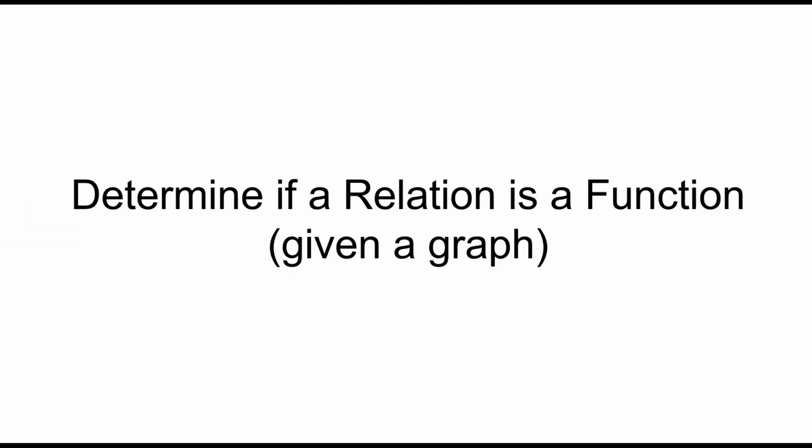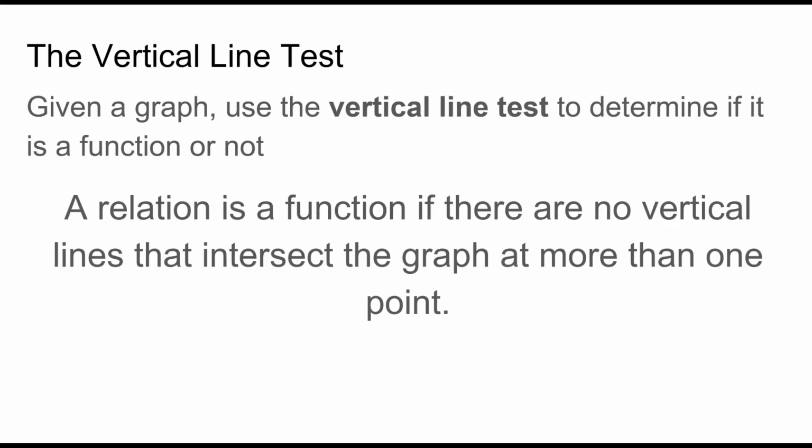Now, what if we're given a graph? How can we determine if a relation is a function? I don't want to write out all the points that have a graph and then turn them into frogs and lily pads. So we use what's called the vertical line test.